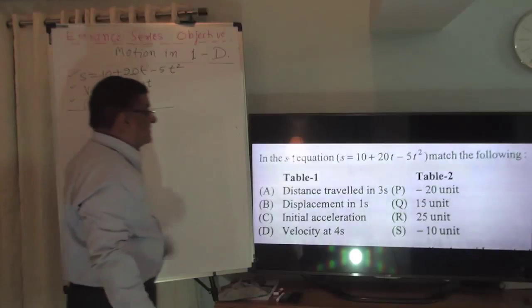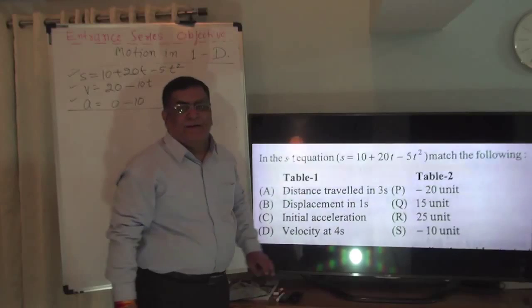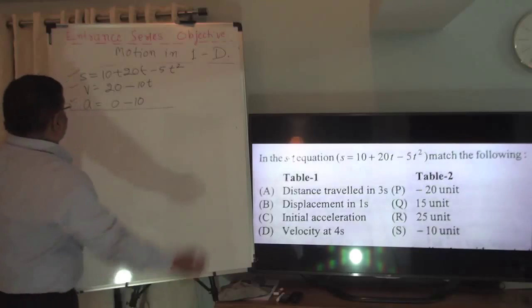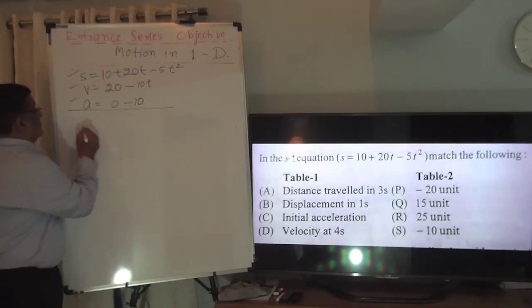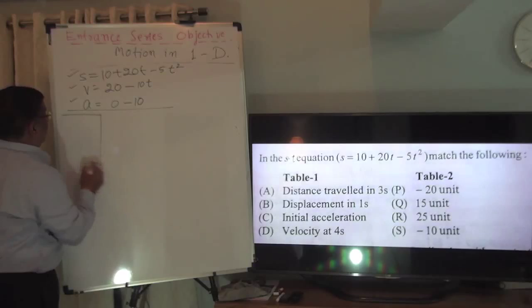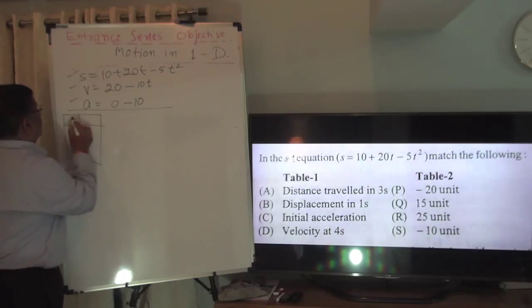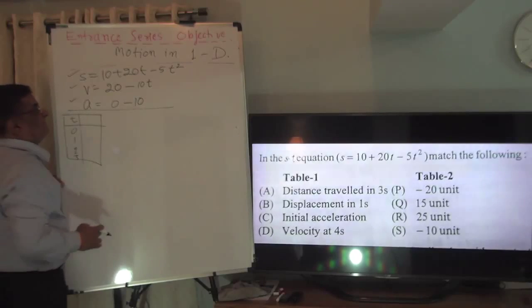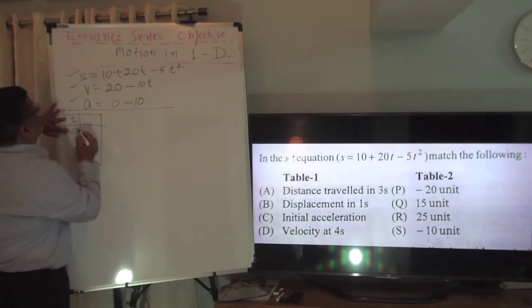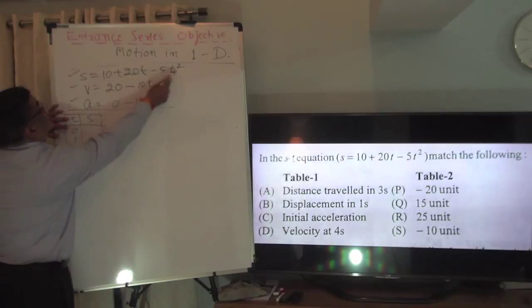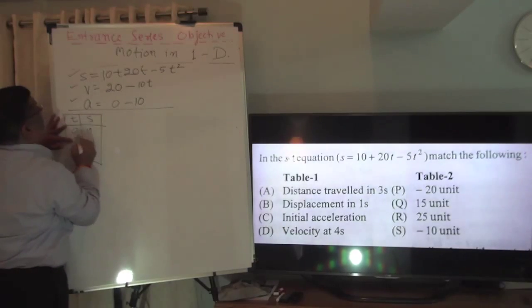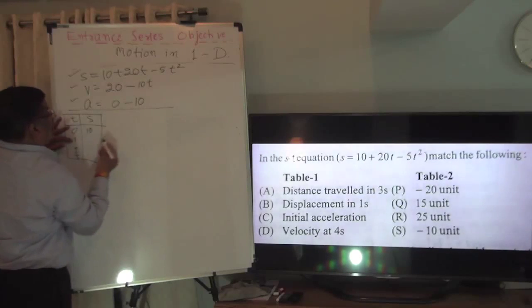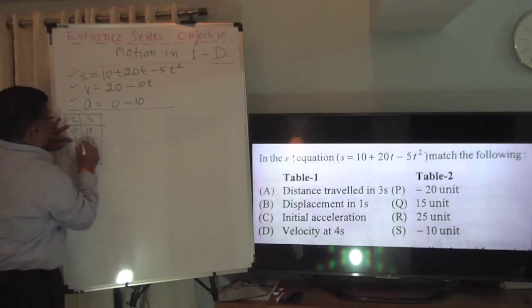Now I go for the answers. Distance traveled and displacement. That means I will have to draw the graph for calculating the distance. I start. T is equal to 0. Make the table. T is equal to 0, 1, 2, 3, 4, like that. When t is equal to 0, s is equal to 10. When t is equal to 1, s is equal to 10 plus 20 minus 5, that is plus 25.